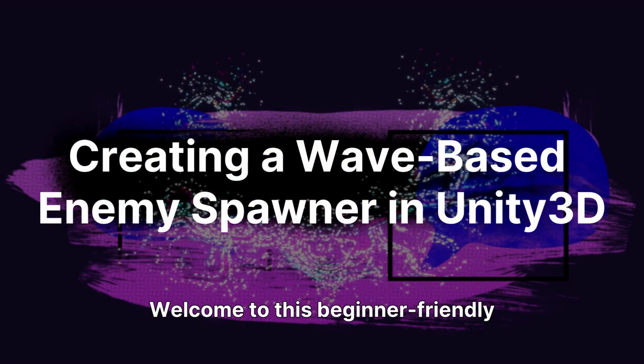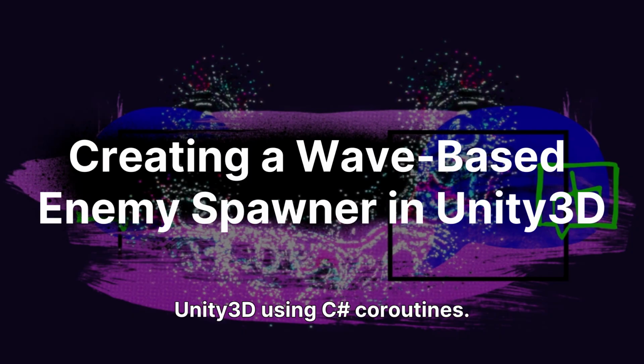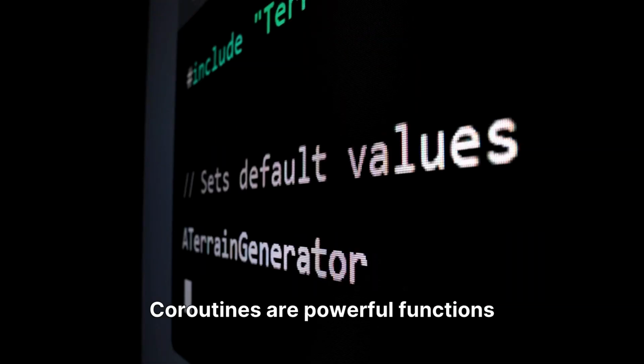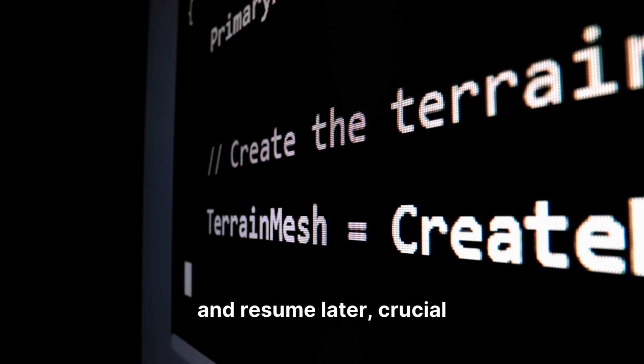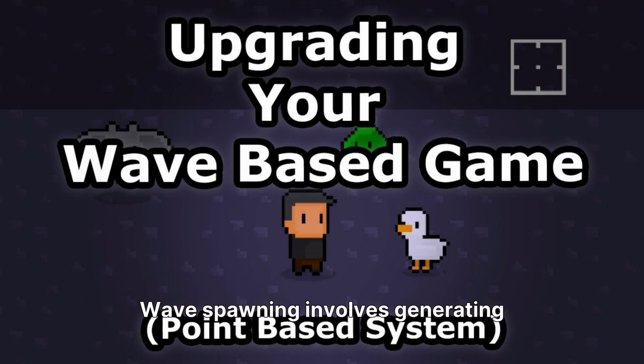Welcome to this beginner-friendly tutorial on creating a wave-based enemy spawner in Unity 3D using C# coroutines. Coroutines are powerful functions in Unity that allow you to pause execution and resume later, crucial for time-based operations without freezing your game. Wave spawning involves generating multiple enemies in a structured sequence, often with increasing difficulty to challenge players.